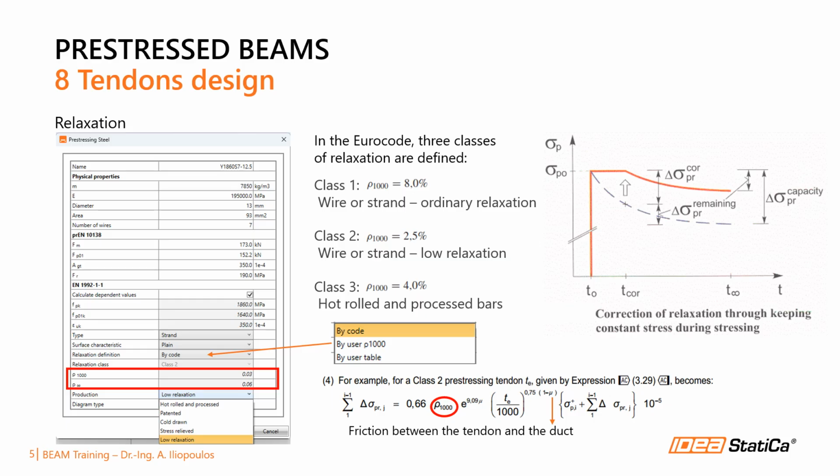Usually, class 2 is used for newer prestressing steels, while class 1 is used for older prestressing steels that are already in the existing structure. It's also worth mentioning that maintaining constant initial stress for a period of time can significantly reduce the value of prestress losses due to relaxation.